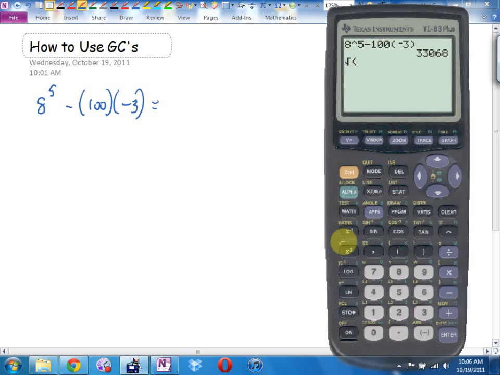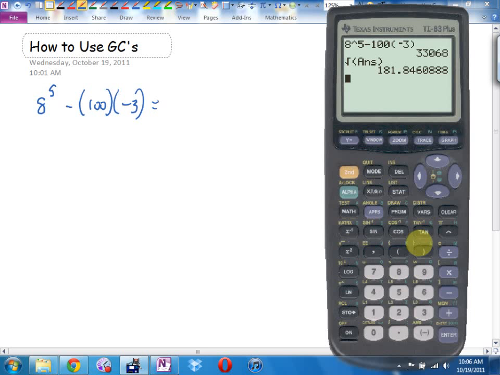I don't want to retype 33,068. Where's the answer button on my graphing calculator? Trevor, the answer button is second function negative. Right above here, you can see ANS in yellow. Anything in yellow is hit the yellow button. Close bracket. Square root of it is 181.8460888, blah, blah, blah, blah. That's where the square root is. Brackets are here.